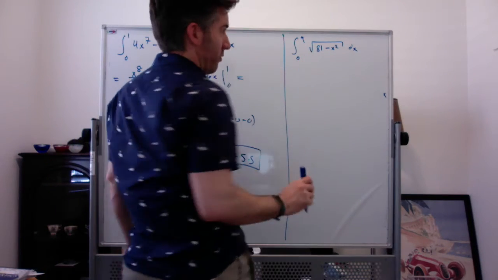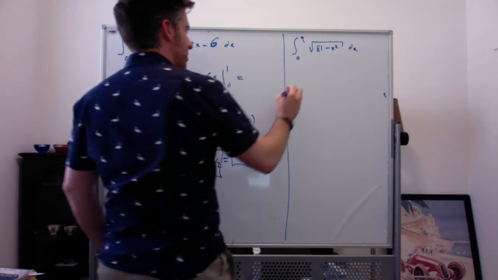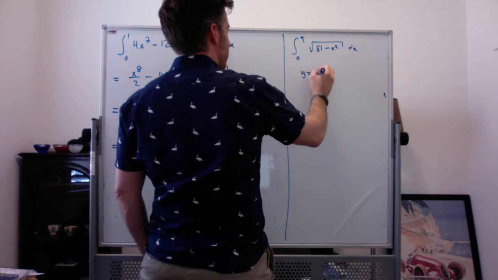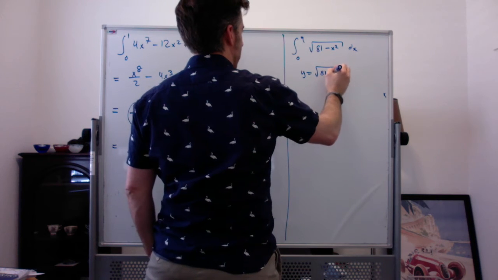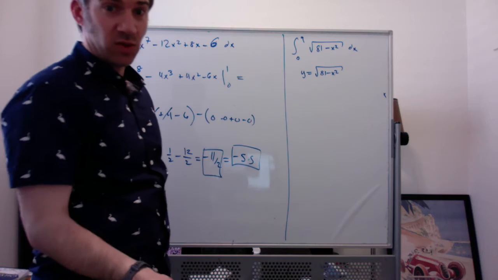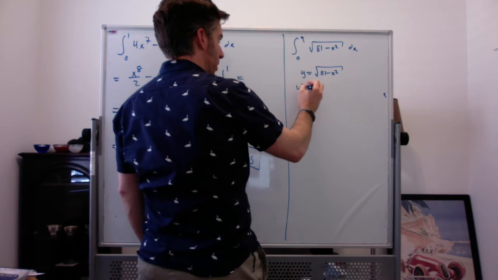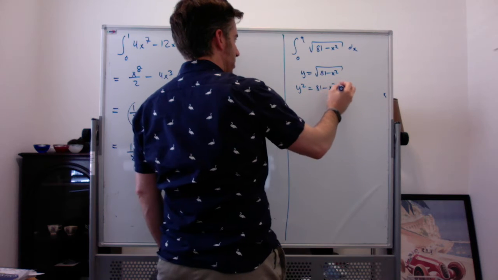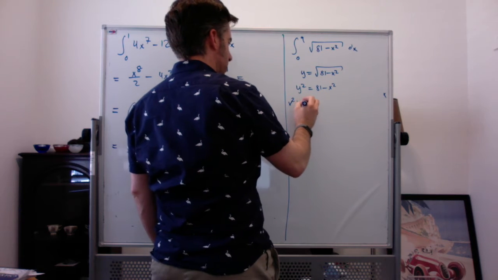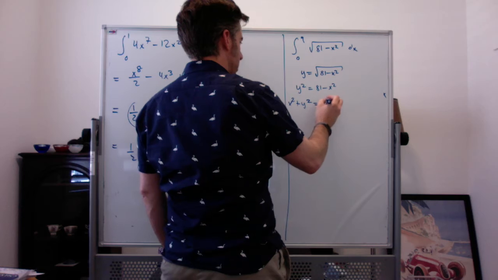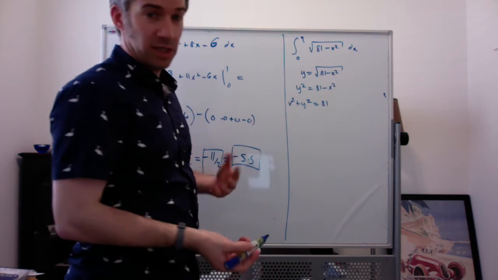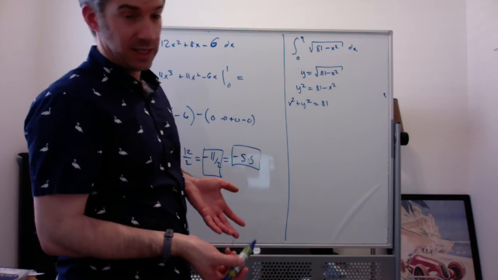Here, we don't know how to differentiate this. The idea here is that you're supposed to recognize, oh, y equal to the square root of 81 minus x squared is the top half of a circle of radius 9. Right, I can square both sides. y squared equals 81 minus x squared, plus y squared equals 81. This equation is the circle centered at the origin of radius 9.